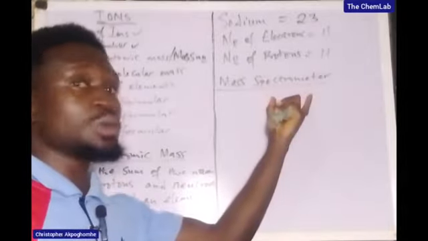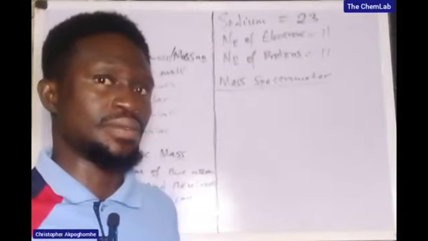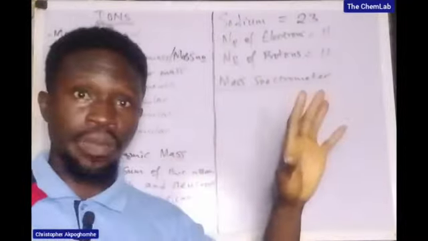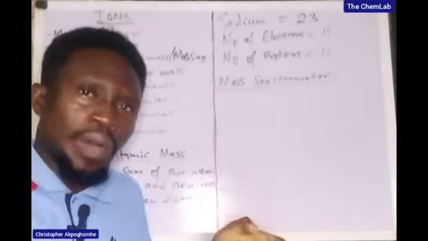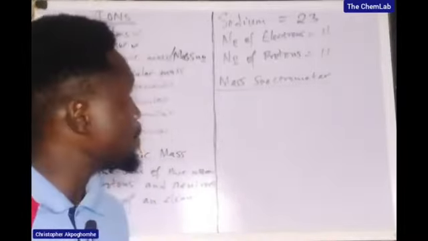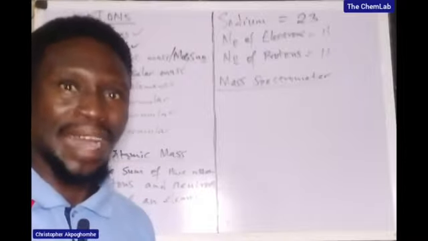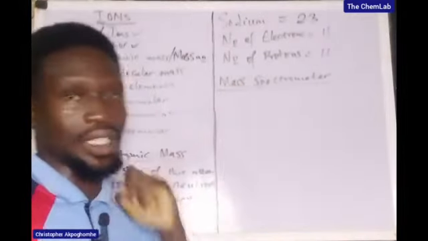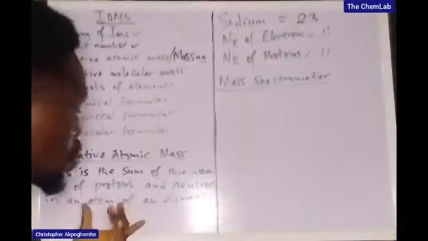It is with this mass spectrometer that you can measure the exact relative atomic mass of sodium or any element. It is this mass spectrometer that you can use to measure the mass number, the amount of particles that make up sodium. So you use the mass spectrometer to measure the exact value. So this one is just an estimate.